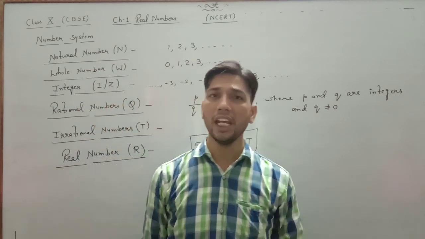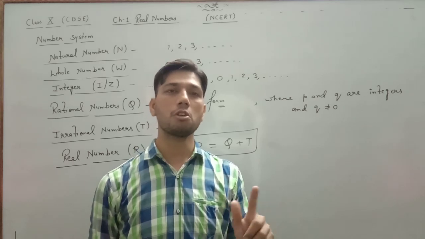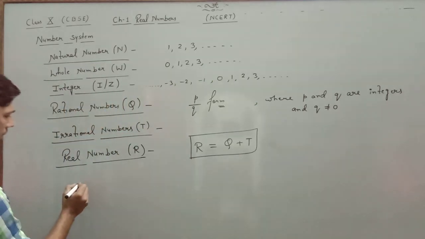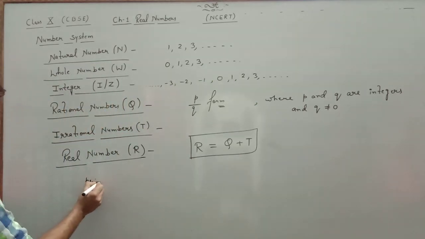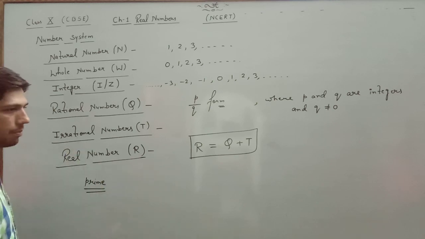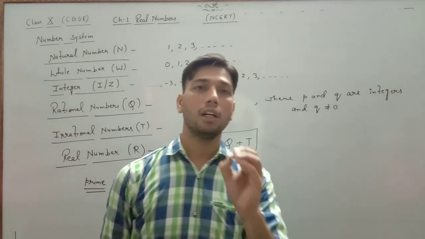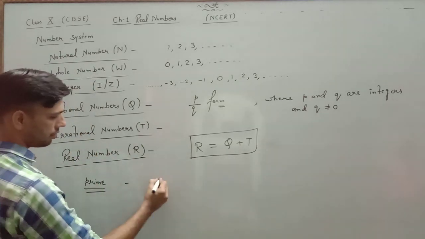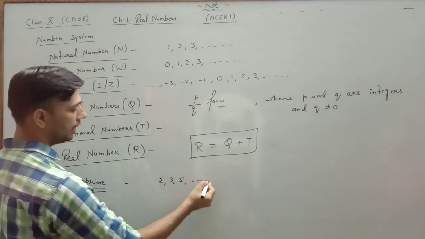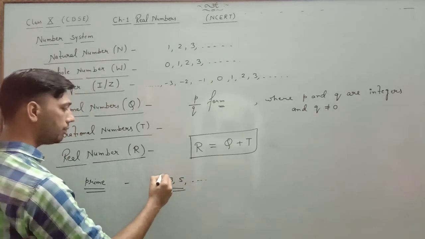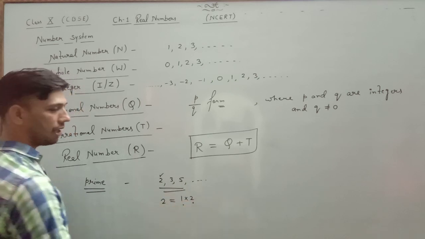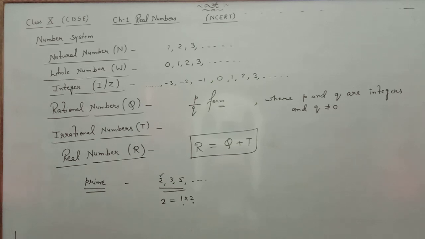Now a few more definitions. Even number means a number which is divisible by 2. Odd number means a number which is not divisible by 2. And prime numbers. Prime numbers means a number which has only 2 factors. Examples: 2, 3, 5. These are called prime numbers because 2 has only 2 factors, 1 and itself. A number which has only 2 factors is called a prime number.